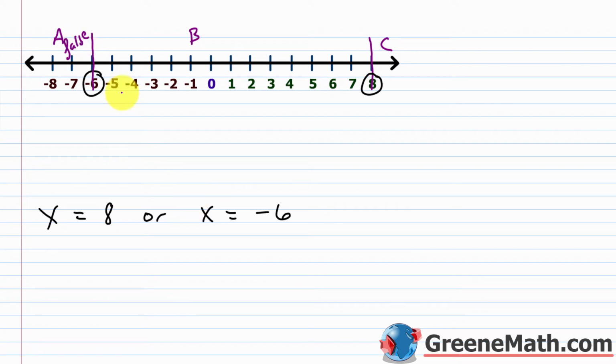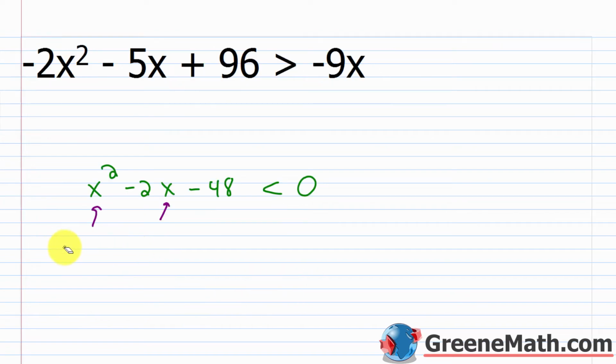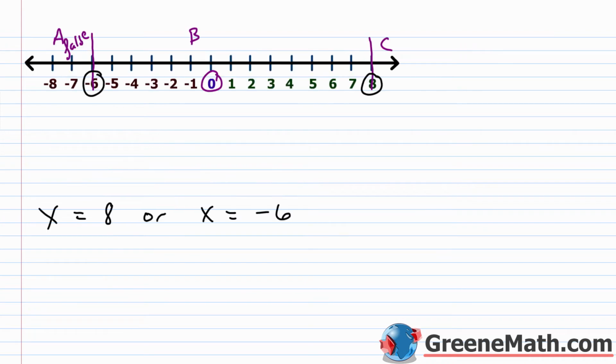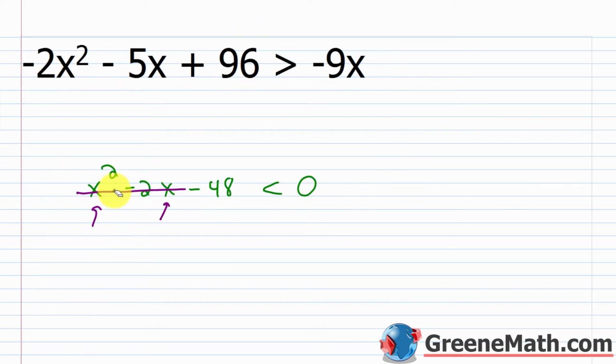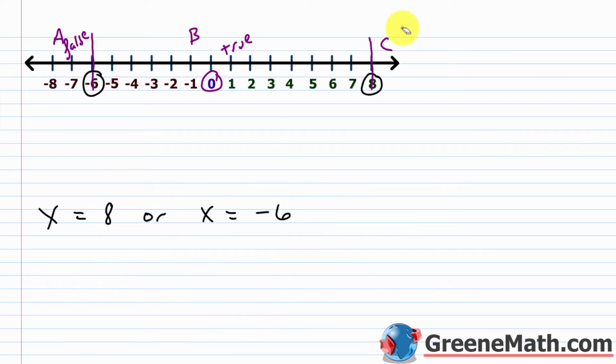Then what can we say about this interval or region B? We can just choose 0. And if we plugged in a 0 for x, we know that this would go away. You'd have negative 48 is less than 0. That's true. So this is true. And then for region C, we could just choose 9. So if I plugged in a 9 for x, 9 squared is 81. Then negative 2 times 9 would be minus 18, and then minus 48. 81 minus 18 is 63. 63 minus 48 is 15, so 15 again is not less than 0. So anything in region C would fail, so this is false.